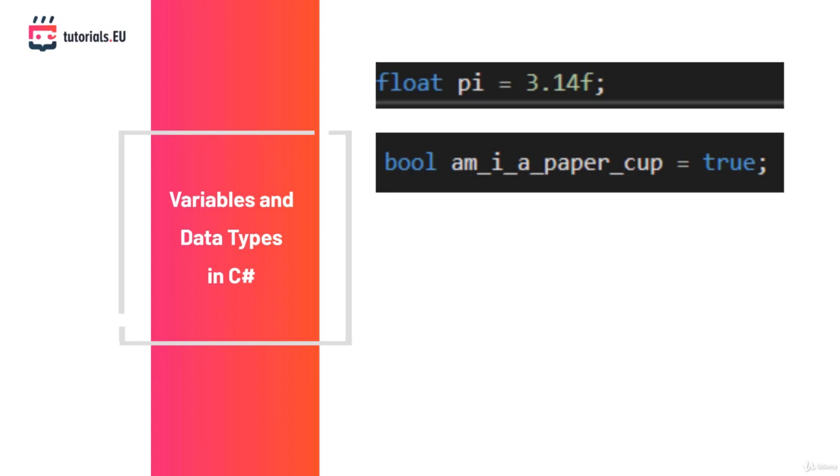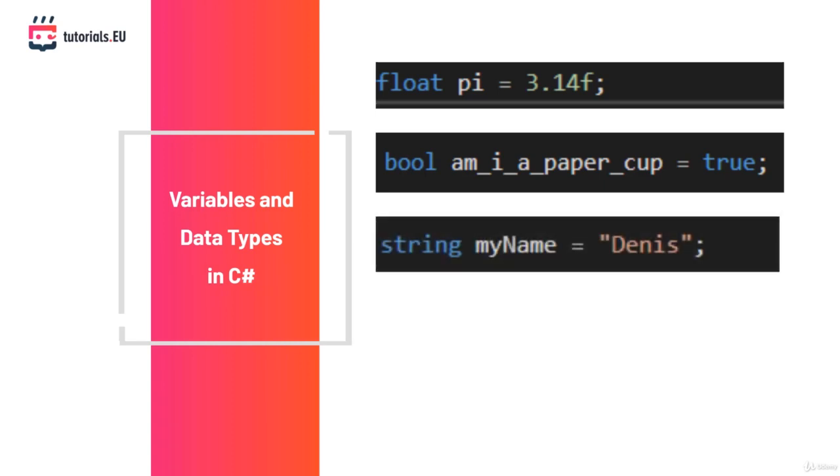So here, for example, the boolean, starting with the bool name, m_I_a_paper_cup. So am I a paper cup? And true as the data or value for that variable. So this variable will now hold the value true, which means it will be a paper cup in this particular example. We will use this to store values like is a player in the air, to allow the player, for example, to double jump.